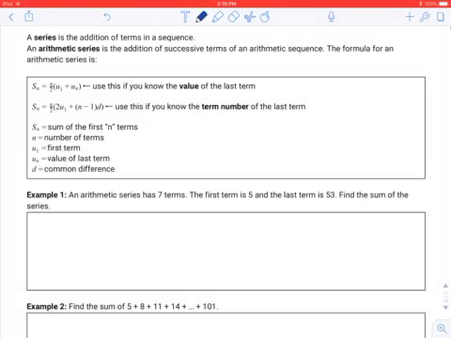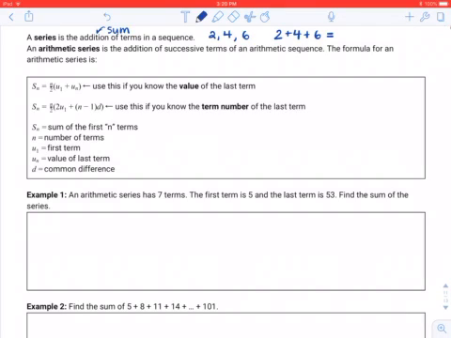Alright, so up until this point we've been talking about sequences, so number patterns. A series is just taking all of the terms in a sequence and finding the sum, so the addition. So for example, if we had the sequence 2, 4, 6, the series would look like this. 2 plus 4 plus 6.